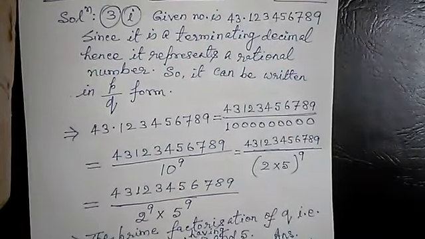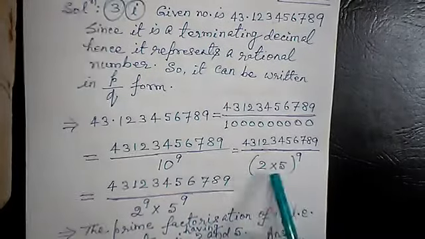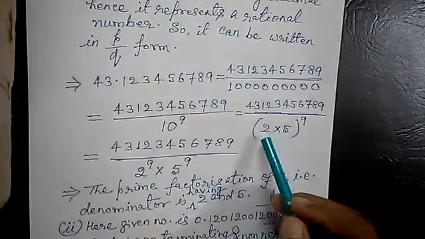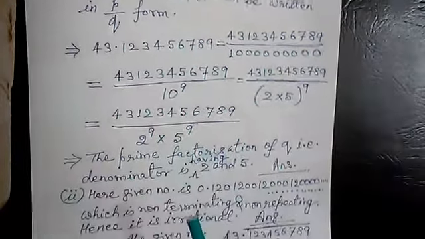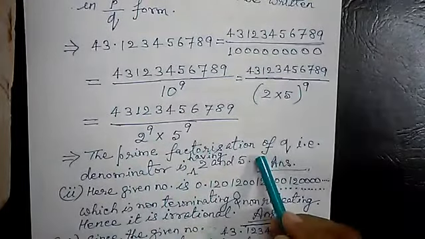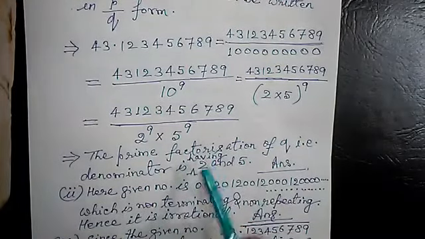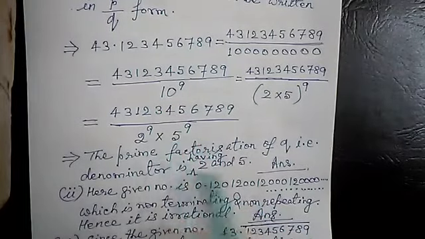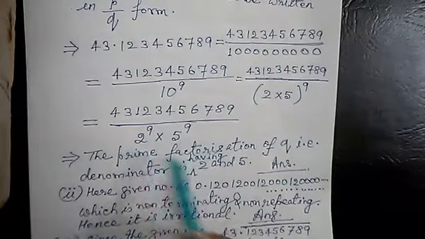The denominator has been broken, this 10 has been factorized into 2 into 5. Now again in the denominator, this power will be distributed on both, 2 to the power 9 and 5 to the power 9. This implies the prime factorization of q, that is the denominator, has only 2 and 5.